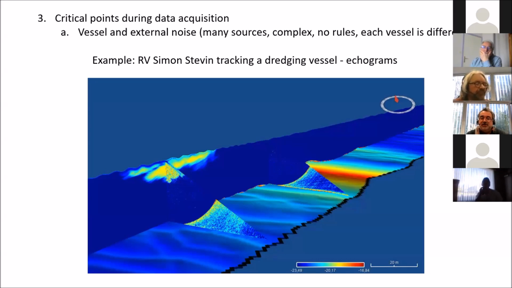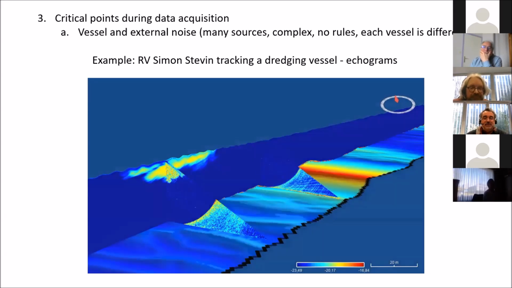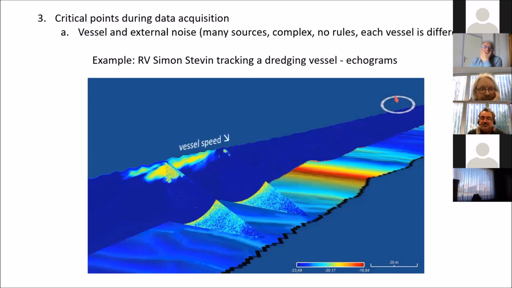On this part of a line recorded with the Simon Stevin following a dredging vessel, of course, all the sensors have been switched off except the multibeam itself. And you see high amplitudes appearing in the upper part of the water column, producing a similar pattern to a plume of sediment just below the sea surface. The appearance of this strong amplitude coincides with the deceleration of the vessel.